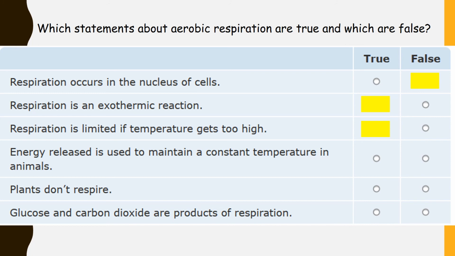Right, next question. Energy released is used to maintain a constant temperature in animals and birds. The answer to that is true. Well done. So part of the energy comes out as heat energy from respiration, so we can use that to maintain a constant internal temperature.